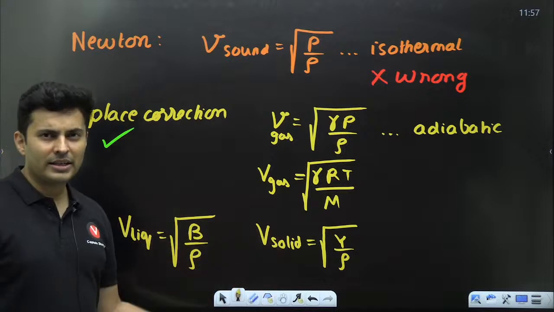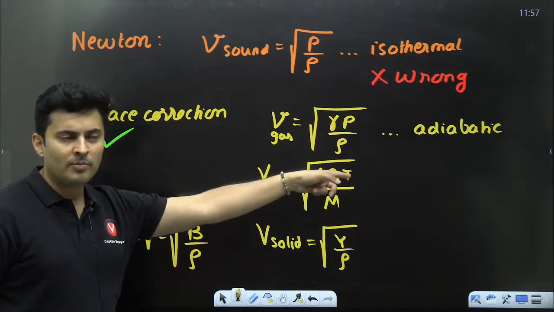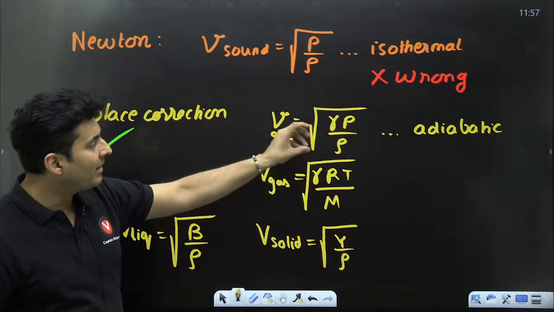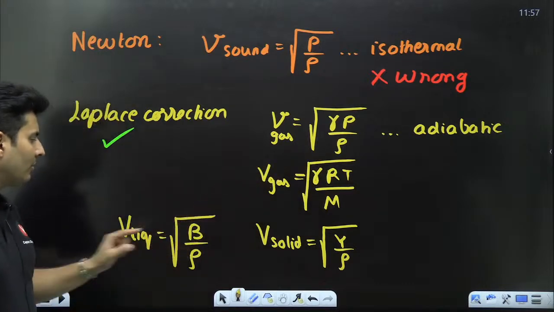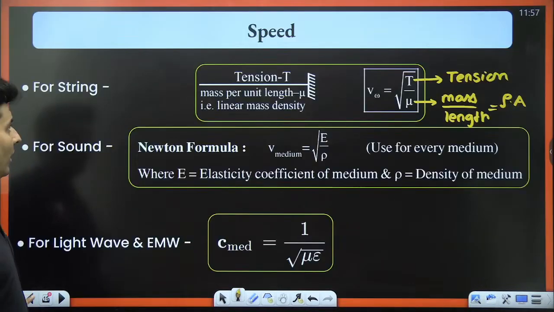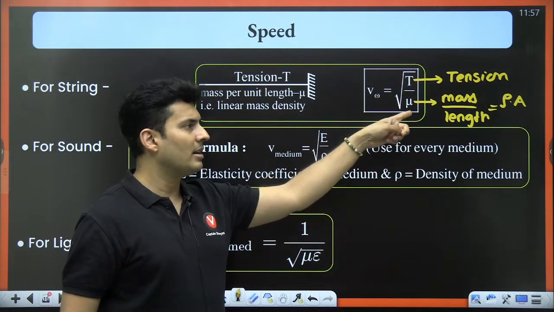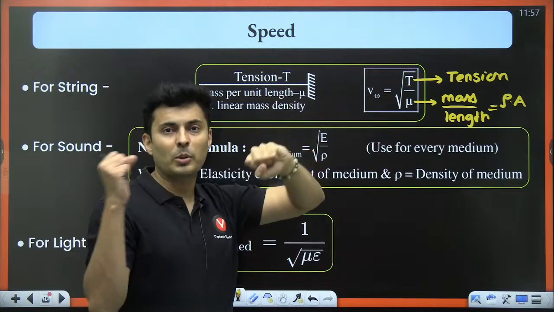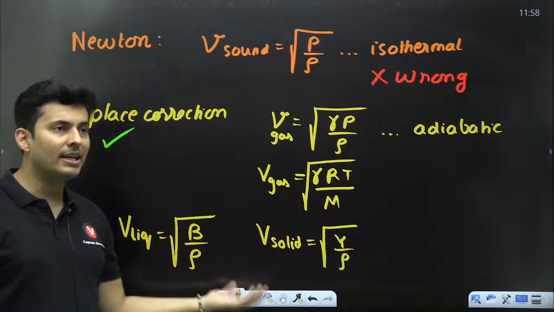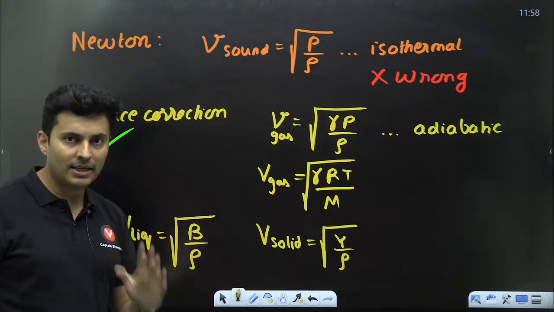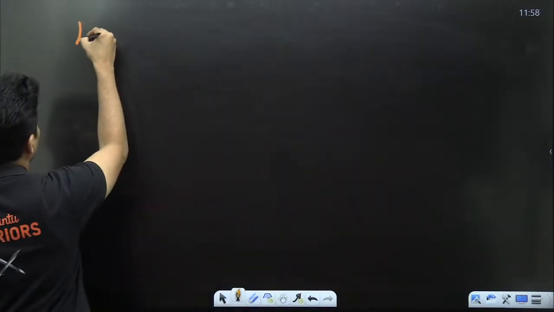The formulas more or less look the same. Bulk modulus, Young's modulus, gamma p by rho. Always some mass term is there below. Mass term, molecular weight, density. Even for waves on a string, you can see mass is there below. Tension, some elastic property is there on the top. So that is how you can remember that the formulas look very much identical. Is that clear?